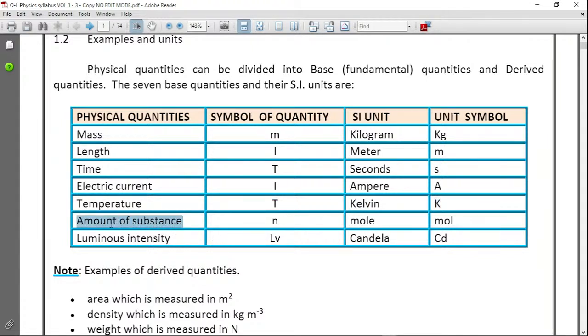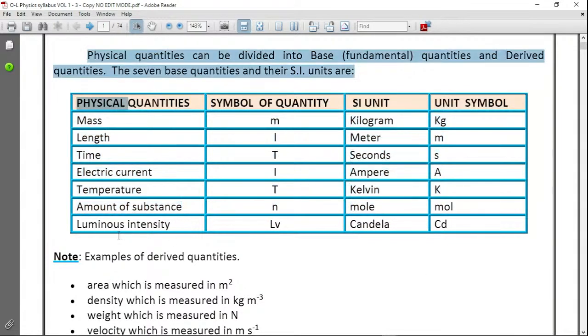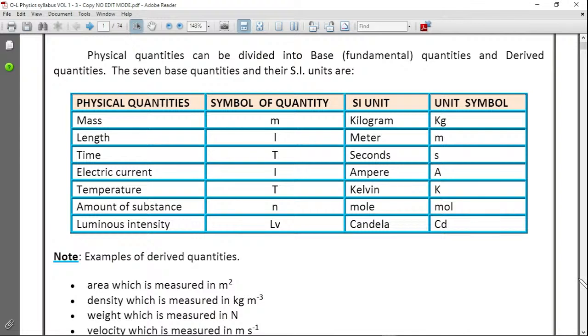And then we have the amount of substance. The symbol of amount of substance is n, and the SI unit for amount of substance is the mole. The symbol for mole is mol. You equally have luminous intensity, Iv, whose SI unit is the candela, capital C, small d. All these are the 7 basic or fundamental physical quantities from which all other quantities are derived.